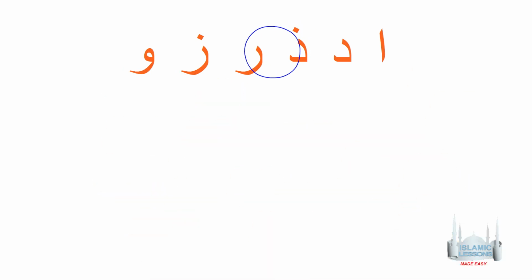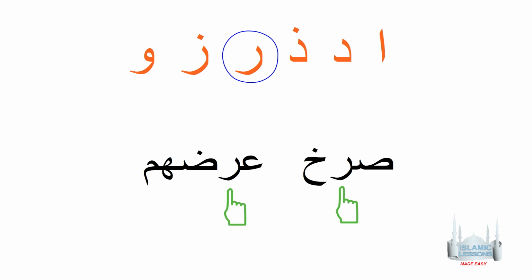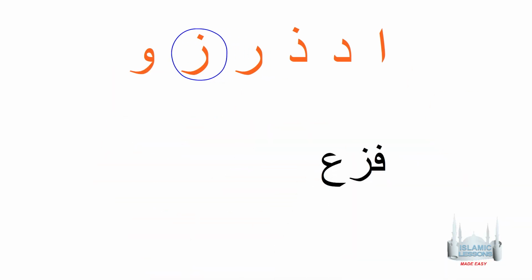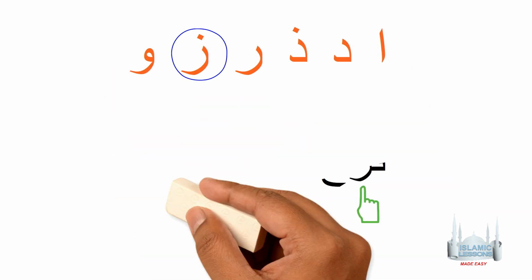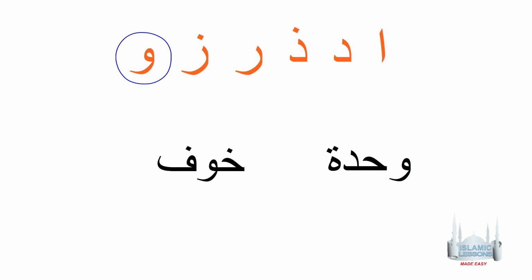These are examples of the Ra, which no letter can join after it. You can see from these examples that no letter can join the Za after it. And here you can see from these examples that no letter can join the Waw after it.